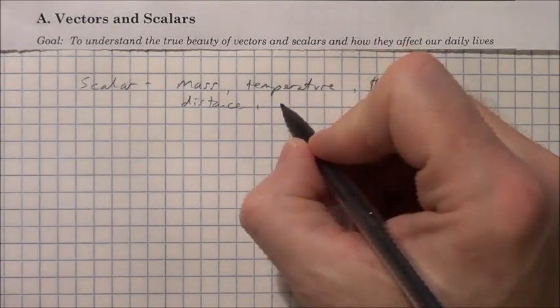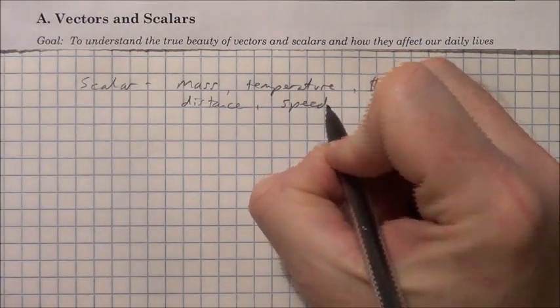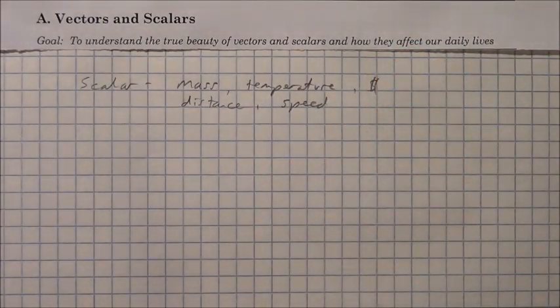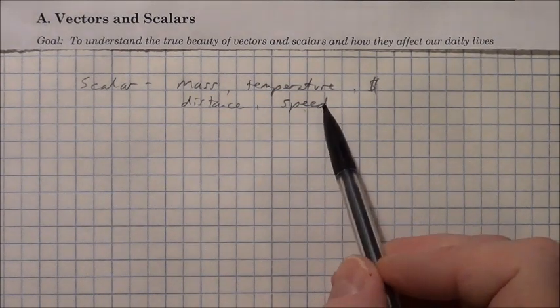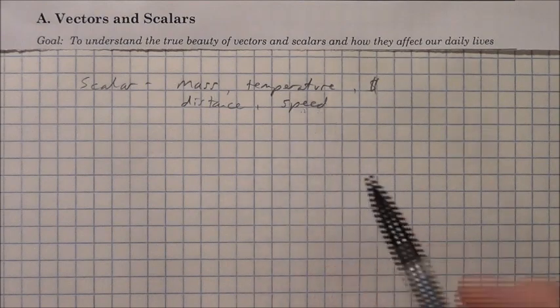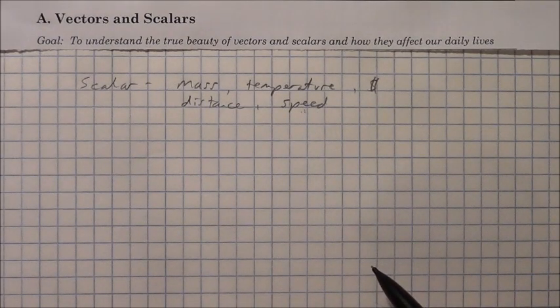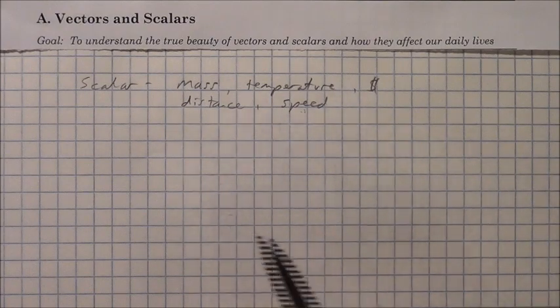Could be speed. Speed is obviously how fast something is going. It's measured in distance divided by time. That's how you calculate the speed. But speed is different from velocity, where in speed, the direction is not noted. So those are all scalars.